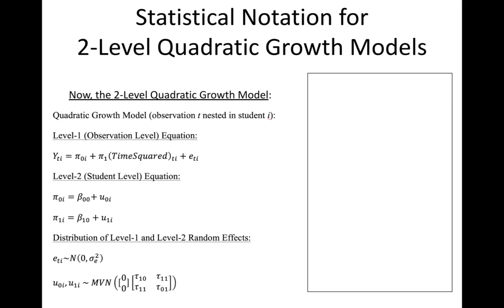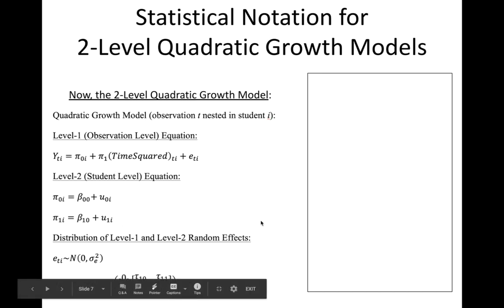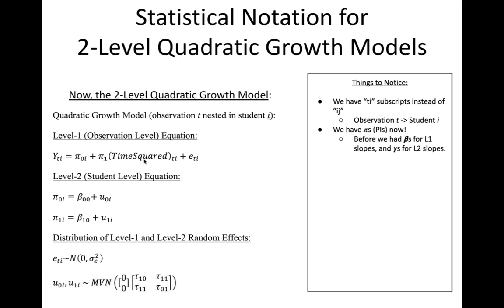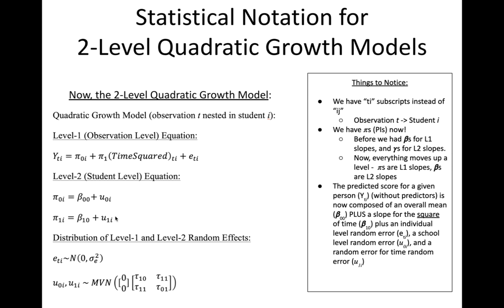If we wanted to do a quadratic growth model, which is one that we talked about a little bit, really all that changes in this whole model is that instead of time, we account for time squared. Everything else is pretty much the same. So now we have a starting point: a score for student I at time t is a function of a starting point, pi 0I, plus some growth parameter times the square of time.